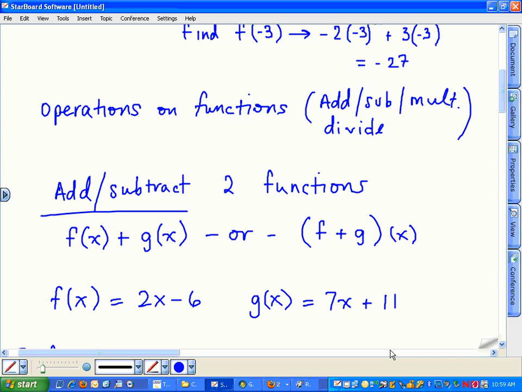Now, I haven't really explained how to add or subtract, but I bet you guys are smart enough to figure it out. What do you think is going to happen here? How would you add two functions? Just like terms, right? You can only add like terms, can't you? So, what if I asked you, oh, now what happened? Come on, mouse is stuck.